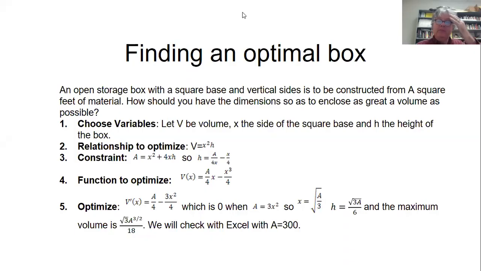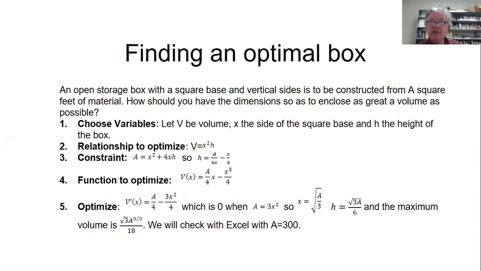Okay, another problem. Let's find an optimal volume this time in a box. So we have an open storage box with a square base and vertical sides, but no top. It has to be constructed from A square feet of material. So what are the dimensions? Okay, so this time we'll let V be the volume, X be the side of the square base, and H the height of the box. So the relationship to optimize is V equals X squared H.